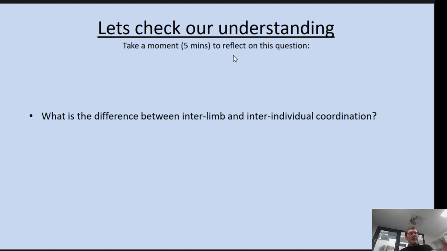Okay, so now that we've worked through this first part, the remaining parts are relatively quick. This is, I suppose, the biggest part of the lecture. I want you to look at this question here. What is the difference between interlimb and inter-individual coordination? How would you explain the difference between these two? All right. Take a 5-minute break, have a coffee if you will, and I will see you in a bit for the next section where we look at some evidence.